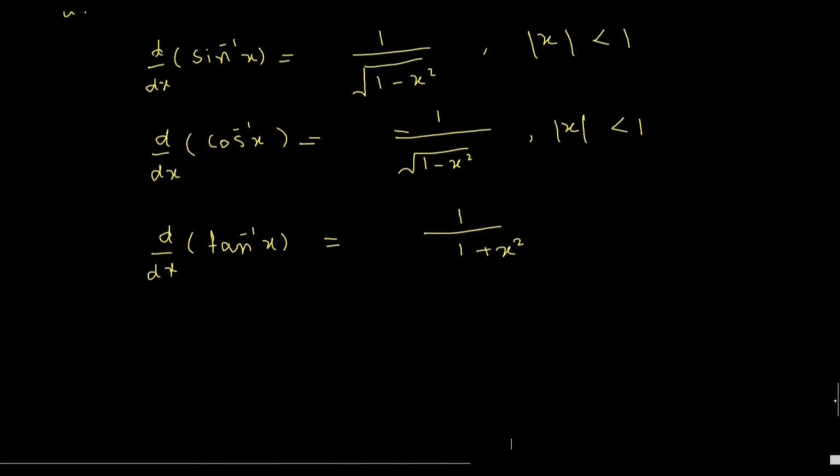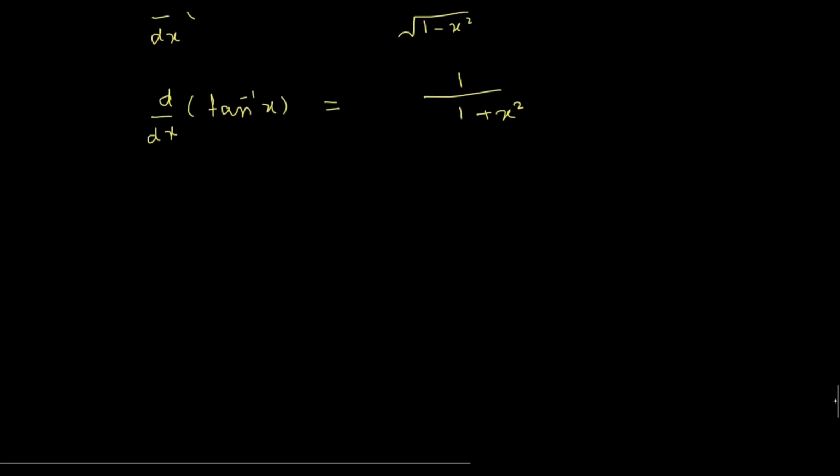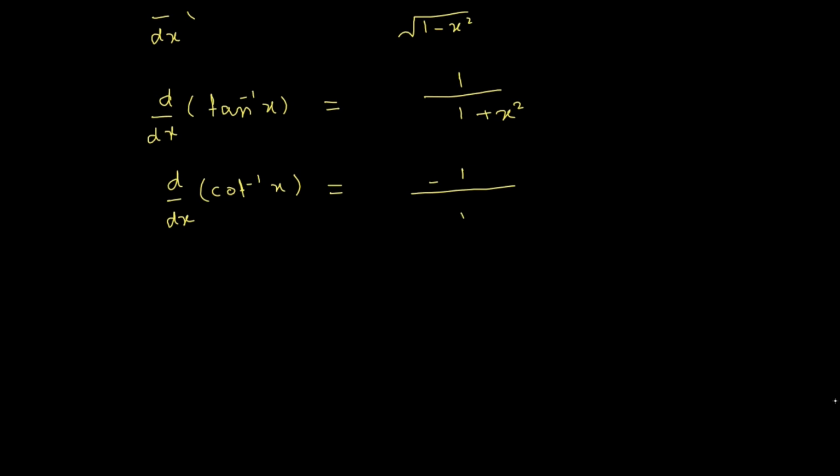Okay, so now these are the formulas, and we know that the derivative d by dx of tan inverse x is actually... the derivative of cot inverse x will be minus 1 over 1 plus x square.